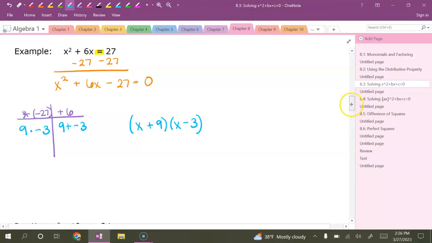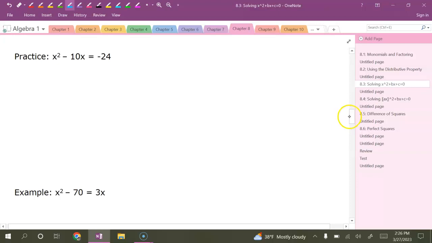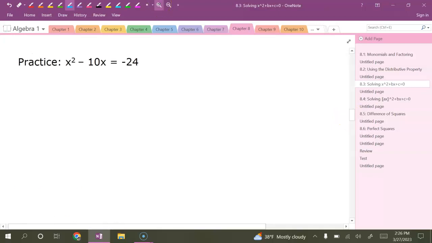So I want you to go ahead and take a minute here and solve this one. You're going to have to rewrite it first and then factor it.